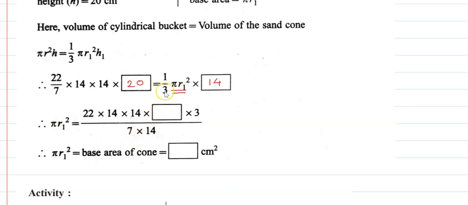Okay, first, the 3 is divided, so when it goes to the other side, it will be multiplied. That 3 is here. Okay, that's 22 into 14 into 14, and next here is 20. Okay, this 14 is multiplied here, and then it was divided.